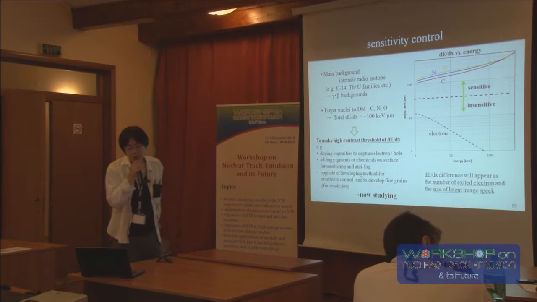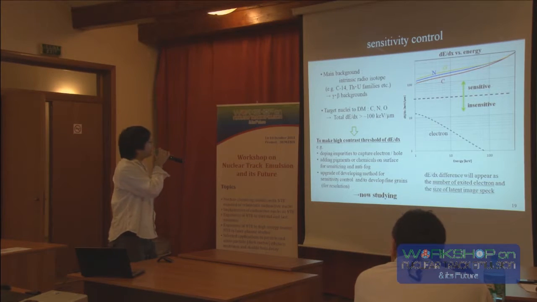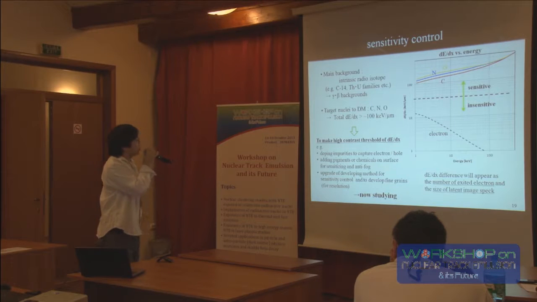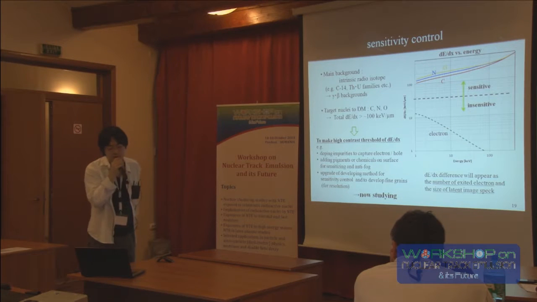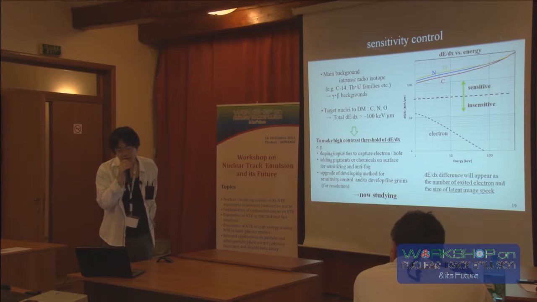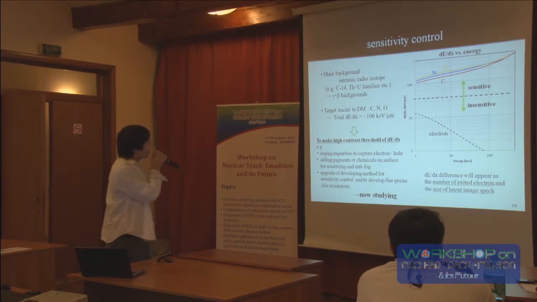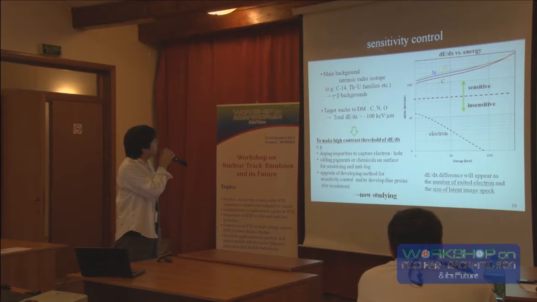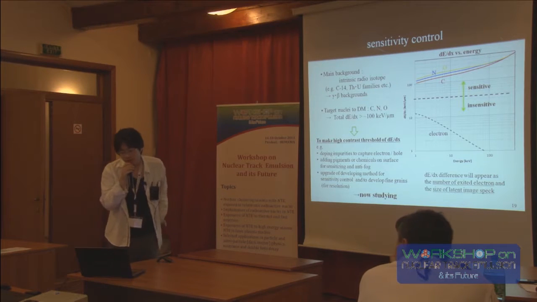This is only a plan, but we plan to control sensitivity. The sensitivity control is not so simple because there are backgrounds. The main background comes from the intrinsic radioisotope, and it generates the electron background.